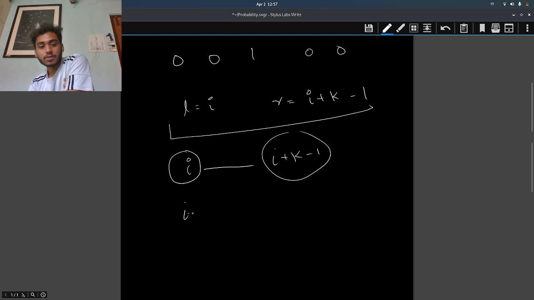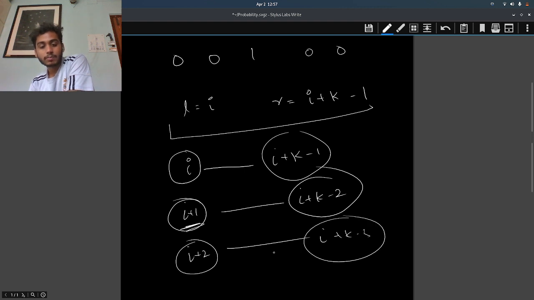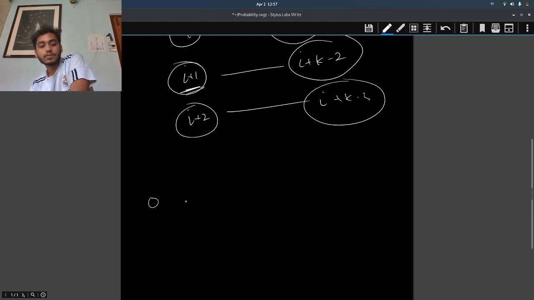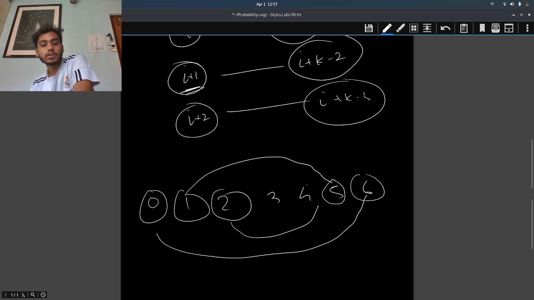Now i plus 1 should be connected with i plus k minus 2, right? i plus 1 should be connected with i plus k minus 2, i plus 2 should be connected with i plus k minus 3, and so on, right? Because if you consider a subarray with indexes 0 1 2 3 4 5 6, and you want to reverse this subarray of length 7, then you connect this with this, you connect this with this, and this remains connected to itself.